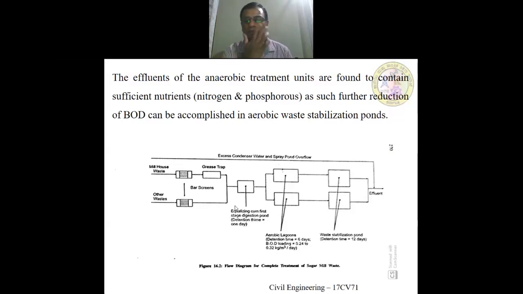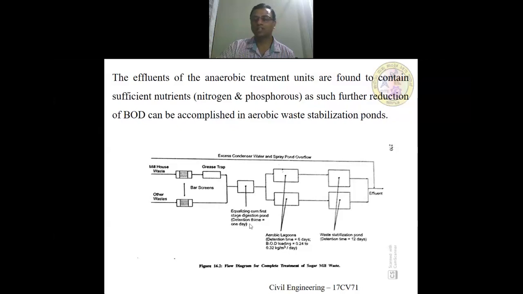So this is the typical wastewater treatment plant. In the first step, you are going to have a screening process where you remove the suspended particles that may originate from the crushing of the sugarcane. Then you go for a grease removal step, a physical process where you remove oil and grease as well as the suspended particles.